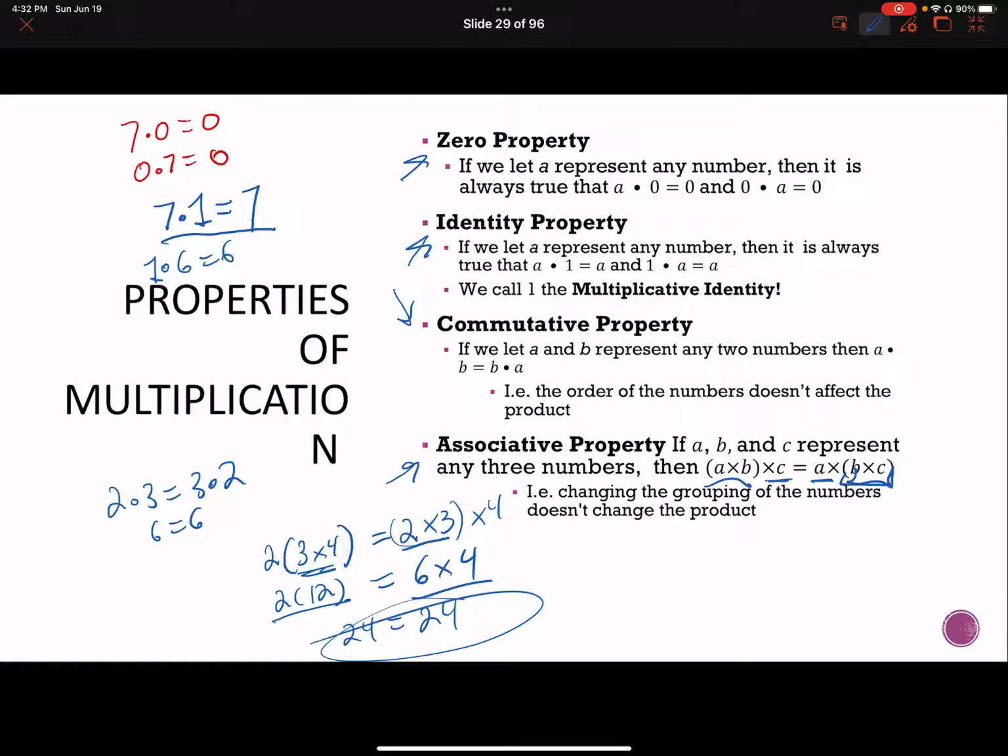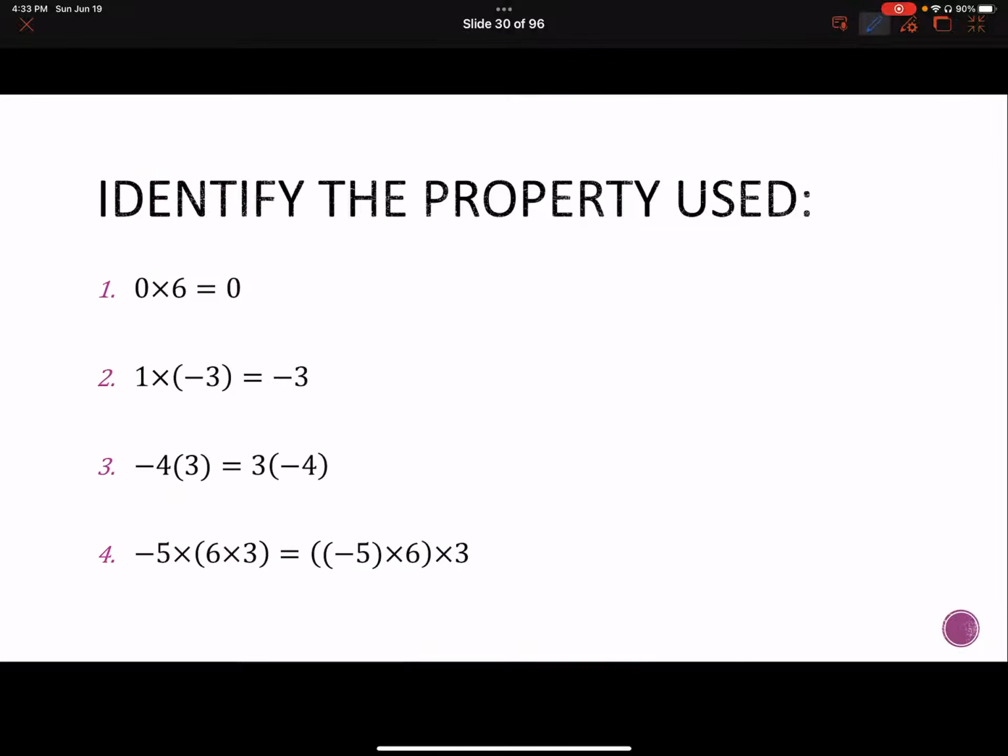So in this next slide, let's identify the property used. If I have 0 times 6, that's the zero property. 1 times negative 3 gives me negative 3. That's the identity property.